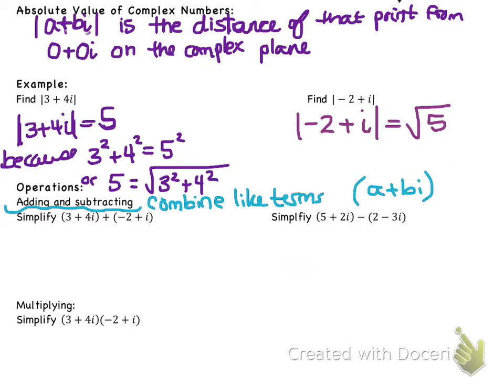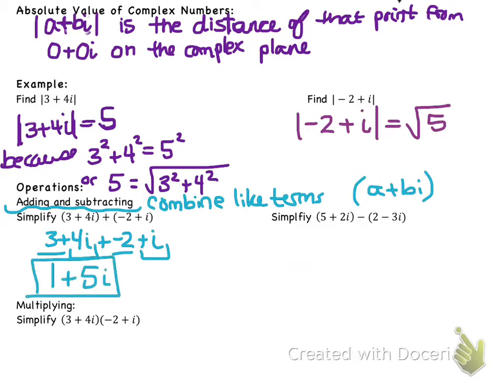So in this first example, I've got 3 plus 4i plus negative 2 plus i. And so I can combine my real parts. 3 plus negative 2 is 1, and then I have a 4i and an i, and that's a 5i. So my final answer is 1 plus 5i.